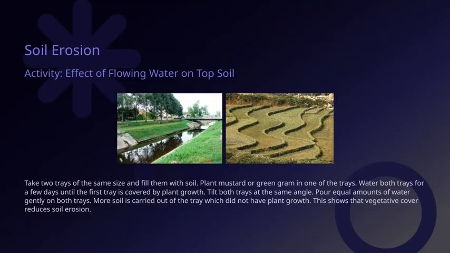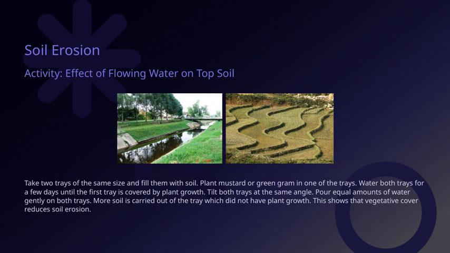Now let's look at how flowing water can cause soil erosion. To demonstrate this, I've set up an activity with 2 trays of the same size, both filled with soil. In one tray, I've planted mustard or green gram, and I've watered both trays regularly over several days. You can see that the tray with the plants has become covered with green growth, while the other tray remains bare.